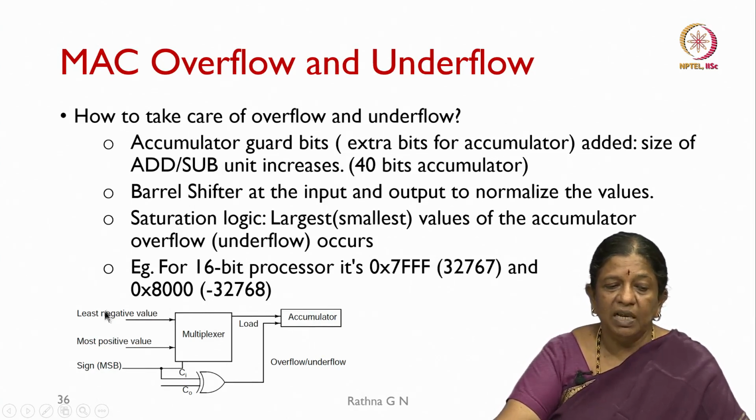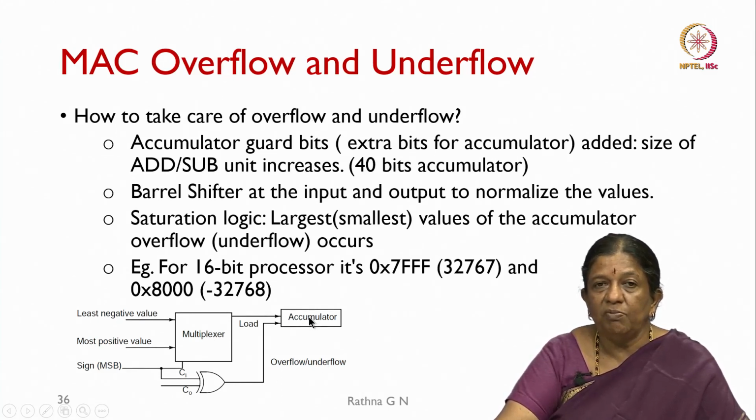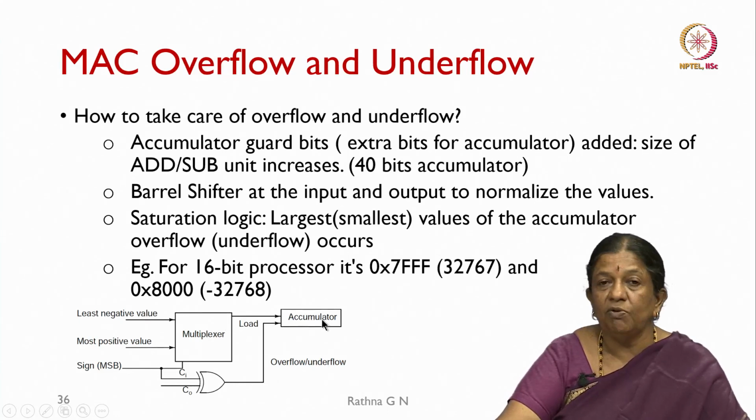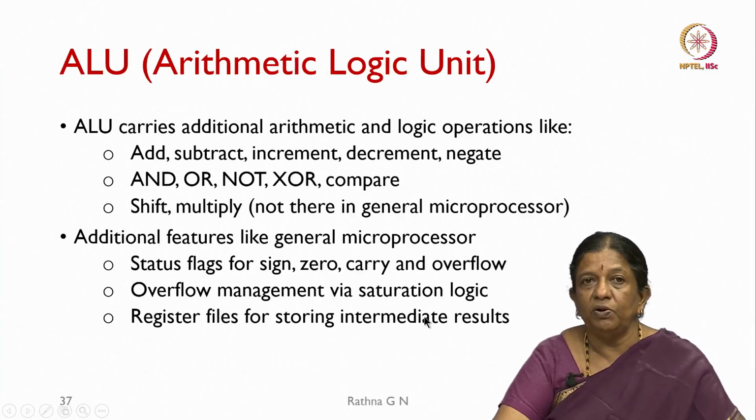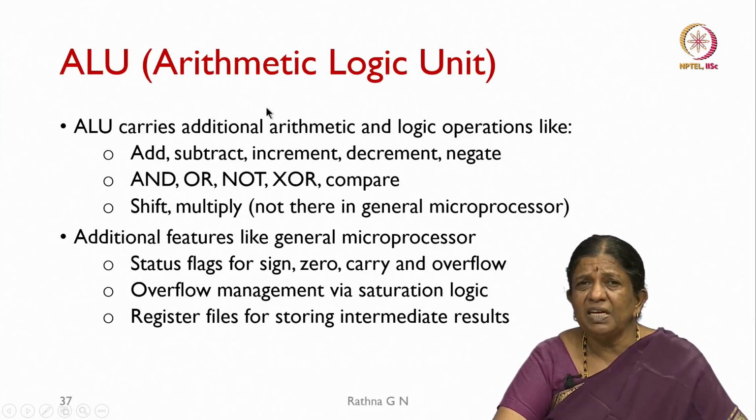So, we have the least negative value and the most positive value, and you take the sign bit, the MSB, and consider whether it is going to exceed one of them; you do the exclusive OR. If the overflow or underflow bit is set, then the maximum value or minimum value is stored in the accumulator, which is going to be the output. So, this is our arithmetic logic unit.